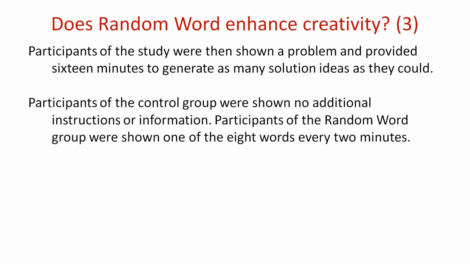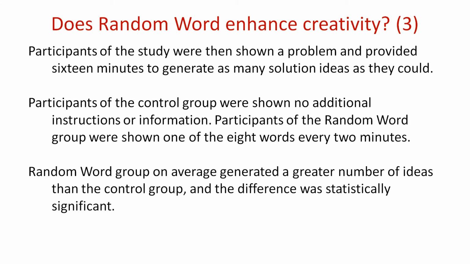The problem which the students were faced with was how to remove limescale buildup from the inside of a metal pipe. Participants of the control group were shown no additional information or instructions, while participants of the random word group were shown one of the 8 words every 2 minutes. When the results were analyzed, it was found that the random word group had generated an average number of ideas which was higher than the control group, about 3.5 compared to 2, and that this difference was statistically significant. Overall, this suggested that the use of the random word technique enhanced idea generation performance.